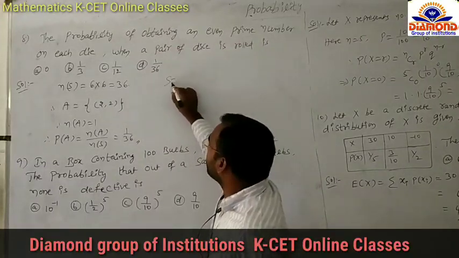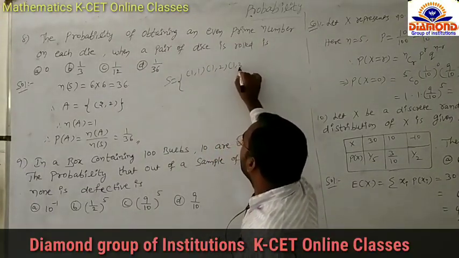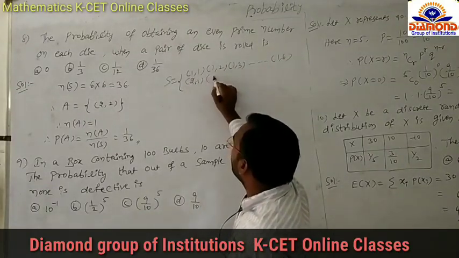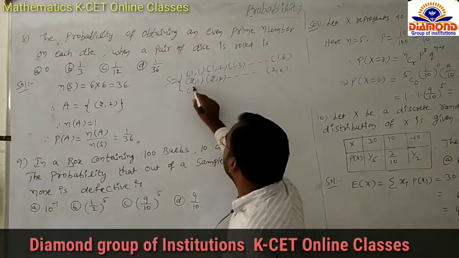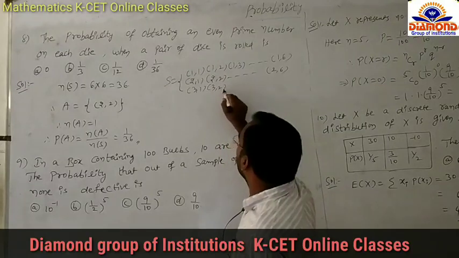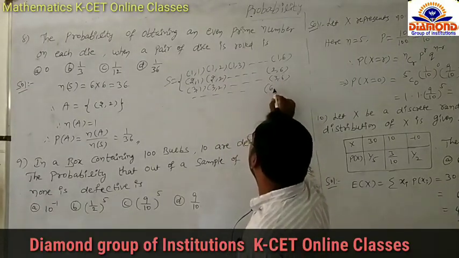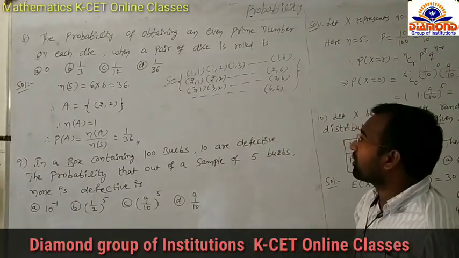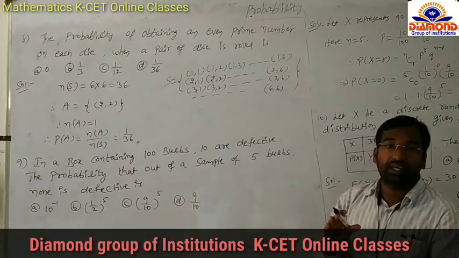Like this the sample space will come: 1,1; 1,2; 1,3; and so on up to 1,6. Next 2,1; 2,2; and so on up to the last 2,6. Next 3,1; 3,2; and so on up to the last 3,6. So going on, the last one you get is 6,6. Total 36 will come.